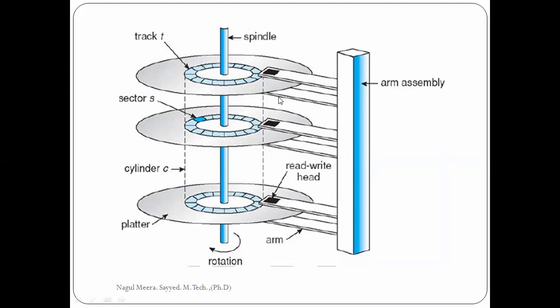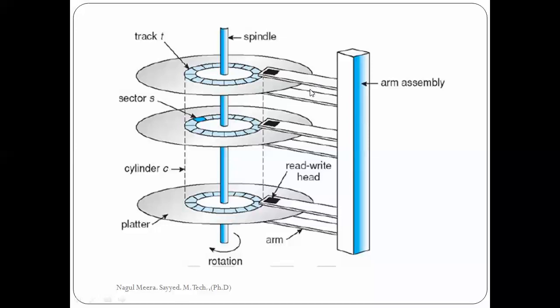I already told why upper side and lower side: one platter is magnetically coated in both directions. That's why each platter has two disk arms. This arm is used to read the data or write the data. All these arms are supported with the help of an arm support, called the arm assembly. All platters are combined with the help of the spindle, and all arms are arranged sequentially with the help of the arm assembly.